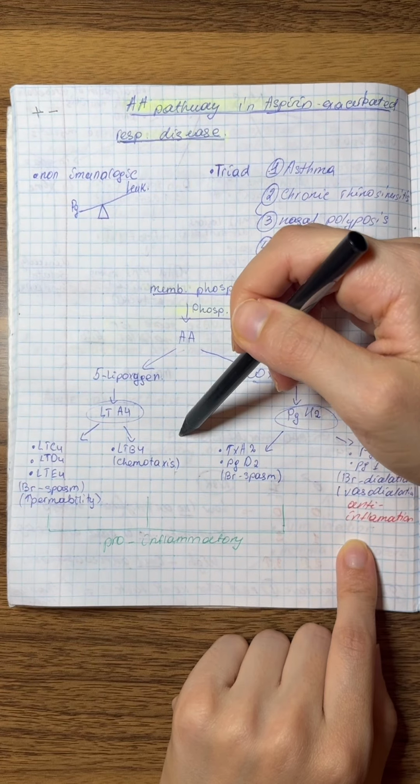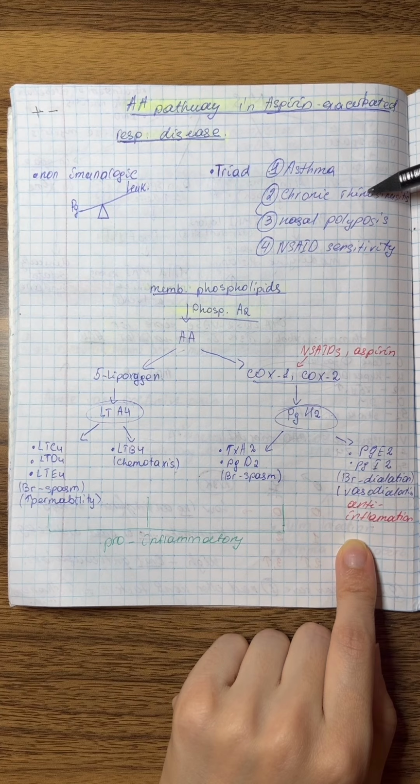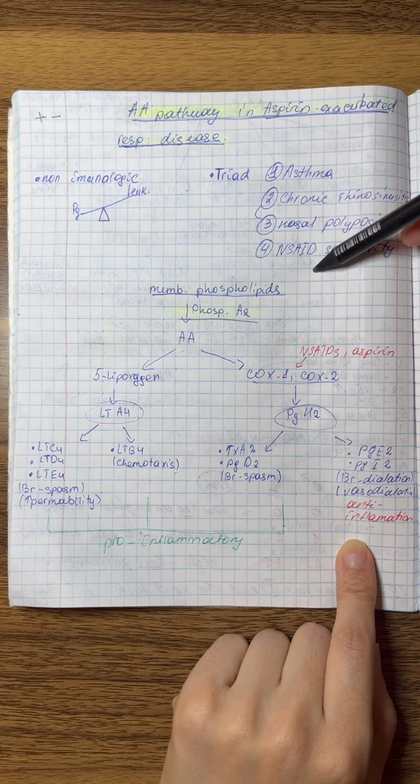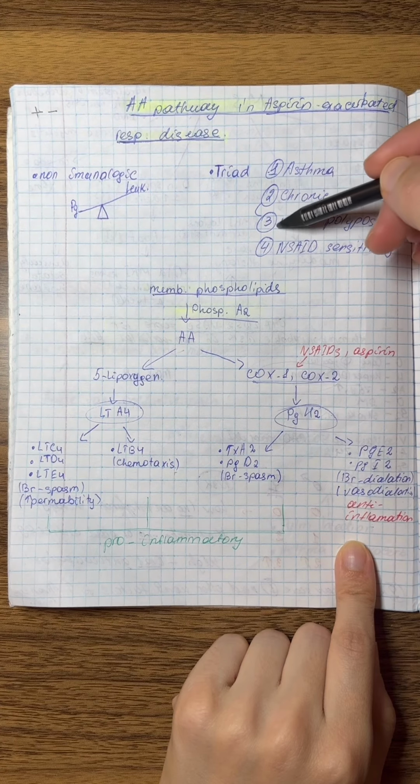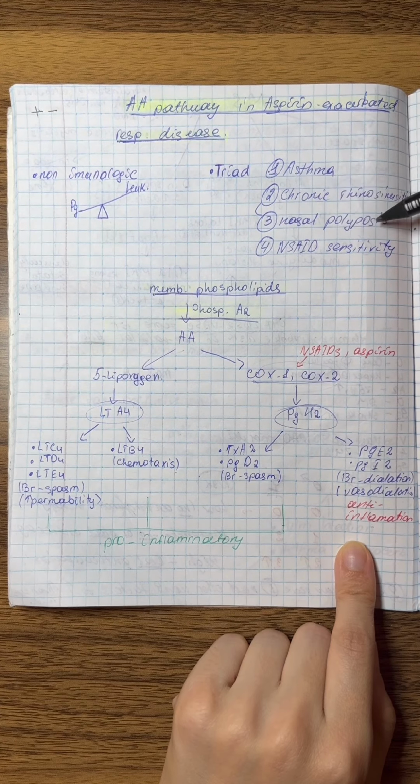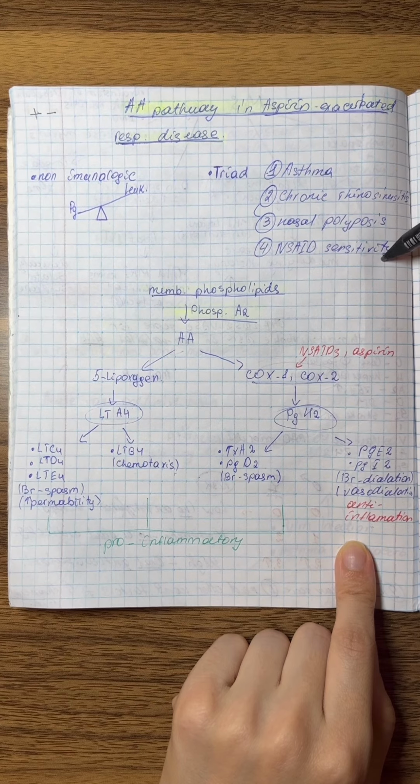A classic triad includes asthma, chronic rhinosinusitis with nasal polyposis, and NSAID sensitivity. This is very important. Please remember this. The classic triad is asthma, chronic rhinosinusitis with nasal polyposis, and NSAID sensitivity.